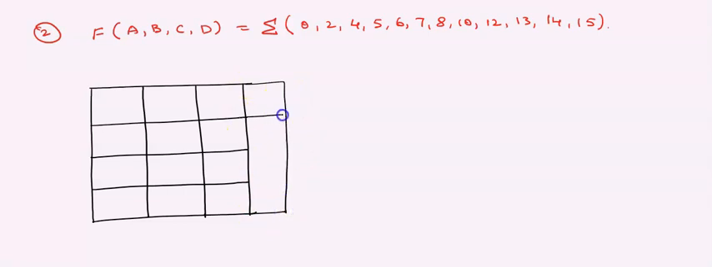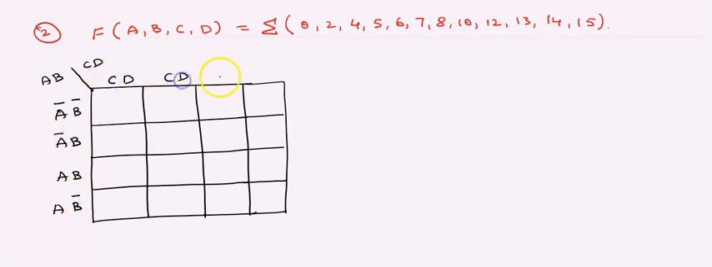So 4 rows, 4 columns. And then as I said, A, B, C, D. Here is A, B, here is C, D. Then write A, B, A, B, A, B, A, B. A complement, B complement, A complement, B complement. Okay. C, D, C, D, C, D, C, D. C complement, D complement, C complement, D complement.